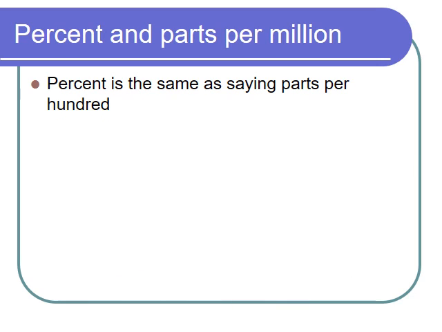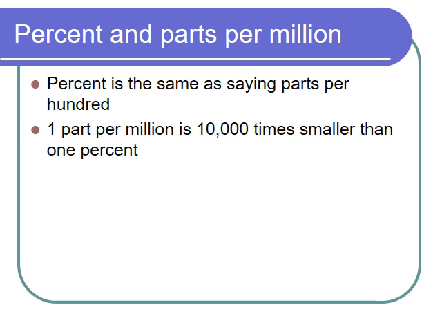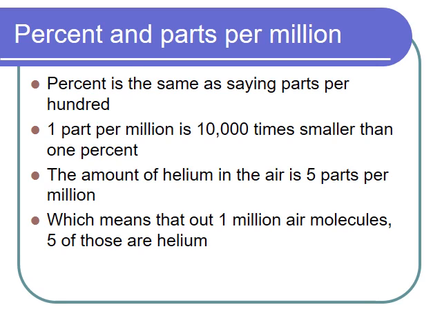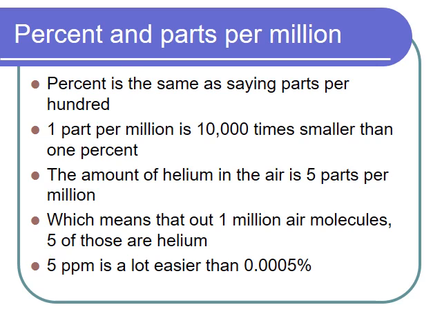Percent is the same as saying parts per hundred. Parts per million is 10,000 times smaller than 1%. The amount of helium in the air is 5 parts per million, which means if we have 1 million air molecules, 5 of those are helium. That's a really small amount, but 5 parts per million is a lot easier to discuss than 0.0005%.